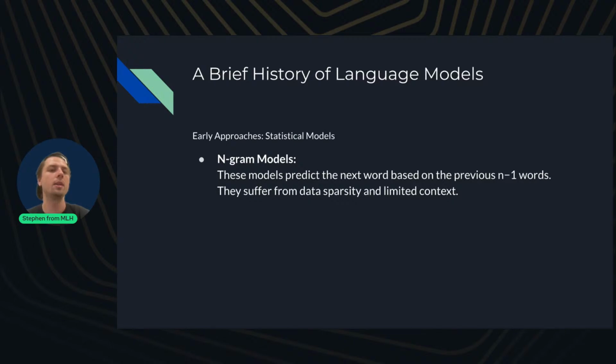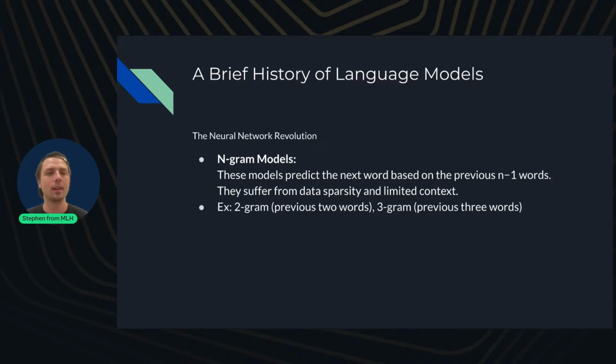And they also have limited context. So if I just told you 2 words like "brown chair," that doesn't give you much context at all to predict the next word. So even though they were a great first step in this domain, there were a lot of problems with that. And so, yeah, I told you 2-gram, 3-gram, and so on.